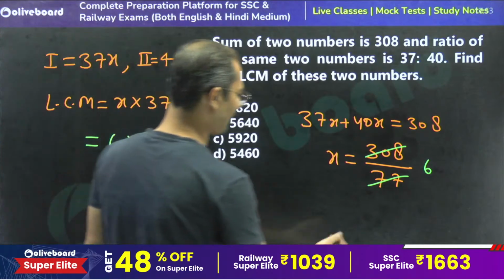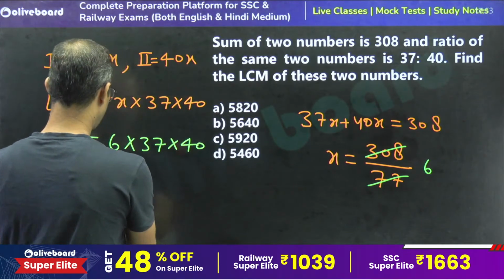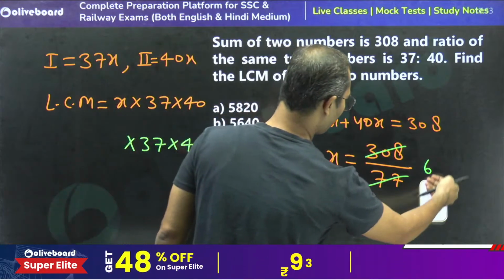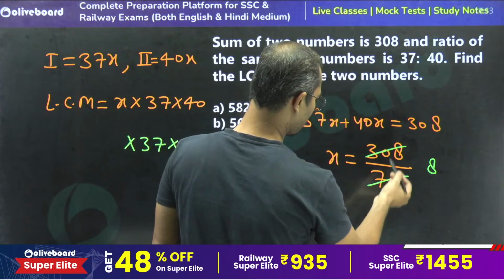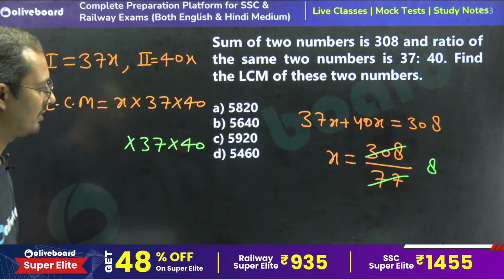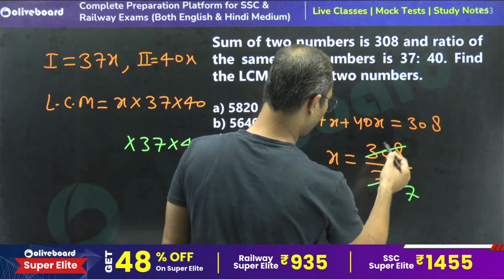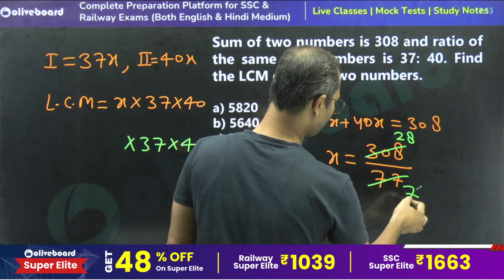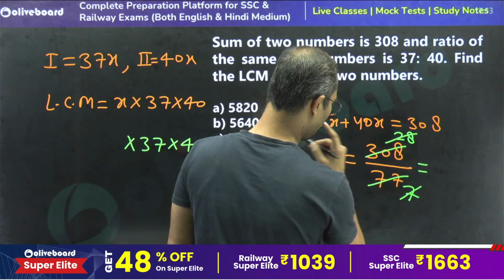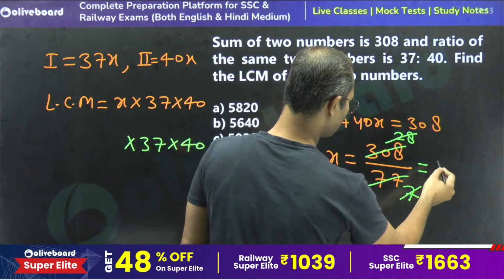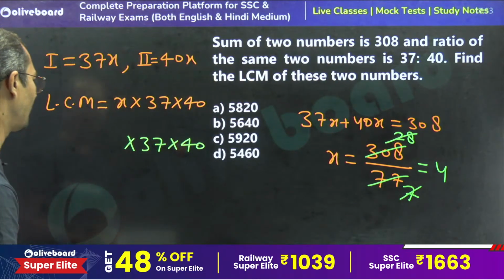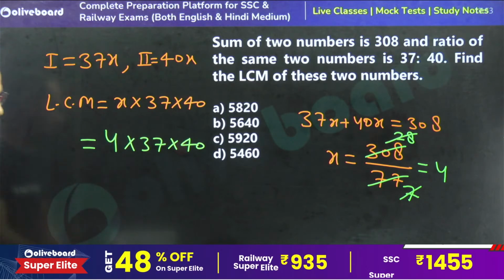No, this is not 6 times. I think this is 8 times. Sorry, just cut it by 11. 7 times by 11 is 28 times. So this is cancelled, yes, by 7. Sorry, this is 4 times, right? So yes, x is equal to 4. 4 times is the right.